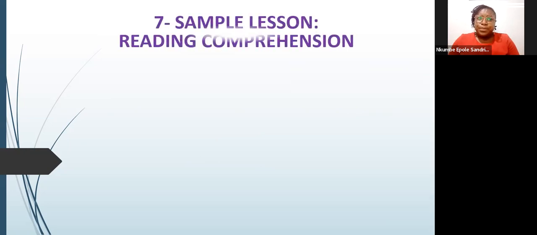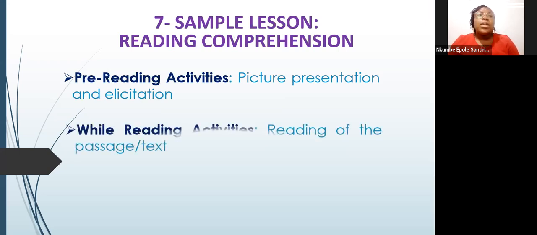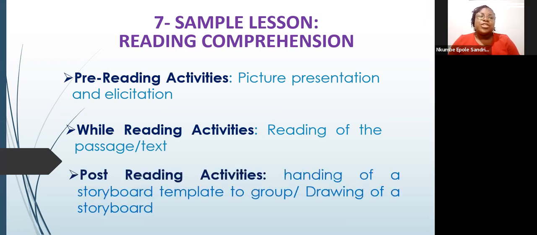Now we're going to look at a sample lesson where we can fully illustrate how storyboarding can be carried out in a class. We are looking at a reading comprehension lesson. And of course, we know that a comprehension lesson has three different stages: the pre-reading activity stage, the while-reading stage, and the post-reading stage.